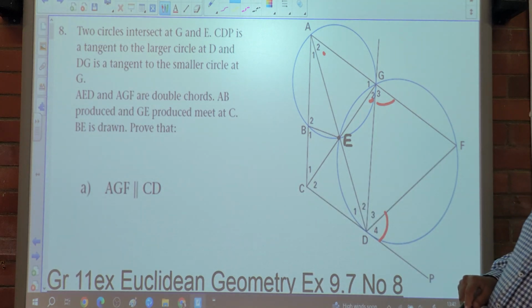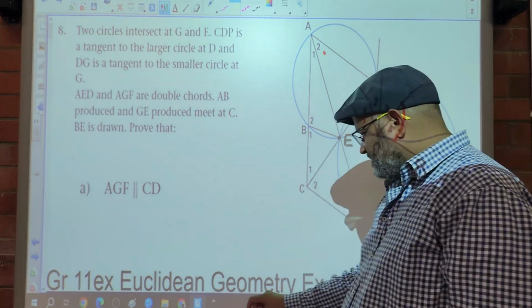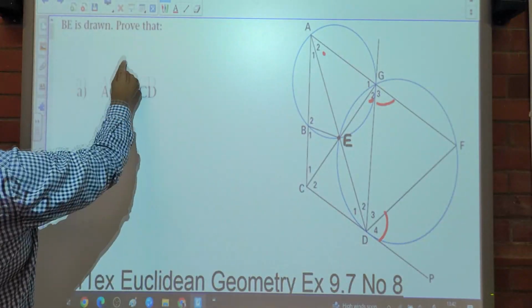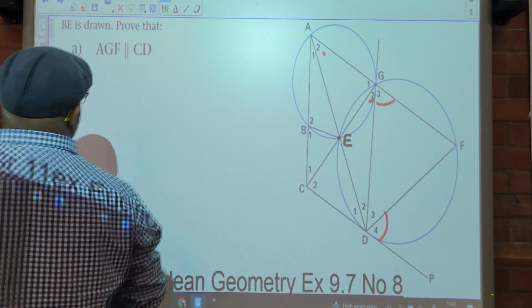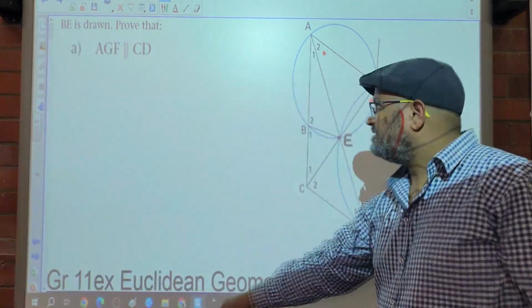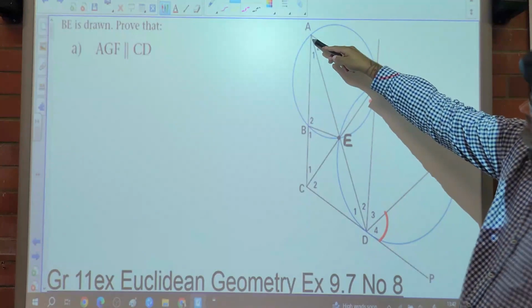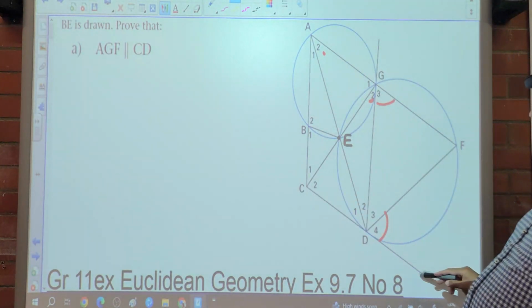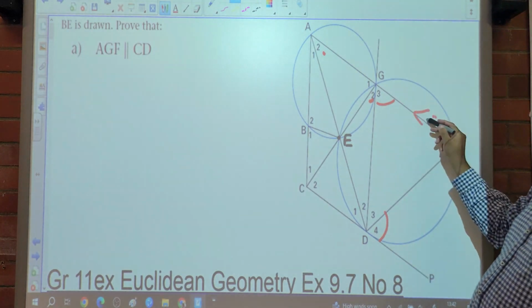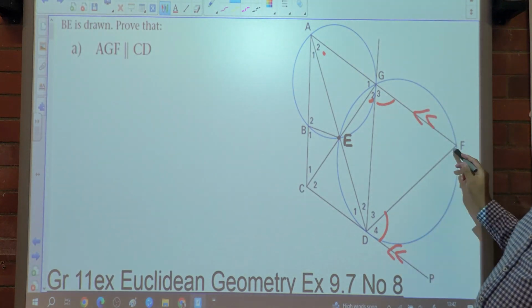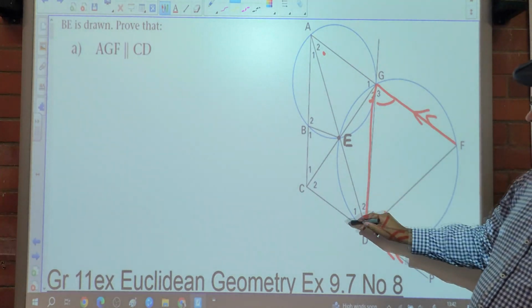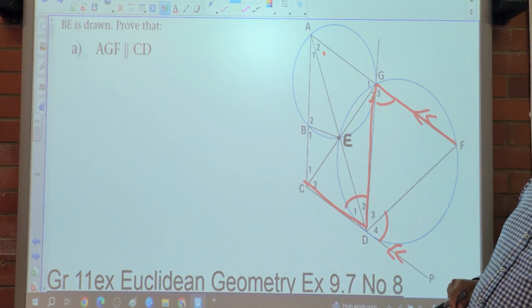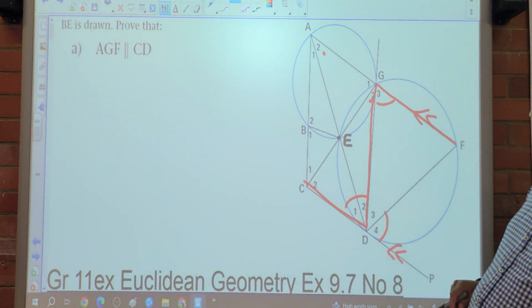Then we are told that BE is drawn. Prove that AGF is parallel to CD. AGF, this line is parallel to CD. People, if these lines were parallel, then alternate angles would have been equal. So that angle would have been equal here. So if I can prove that, I've done the job.